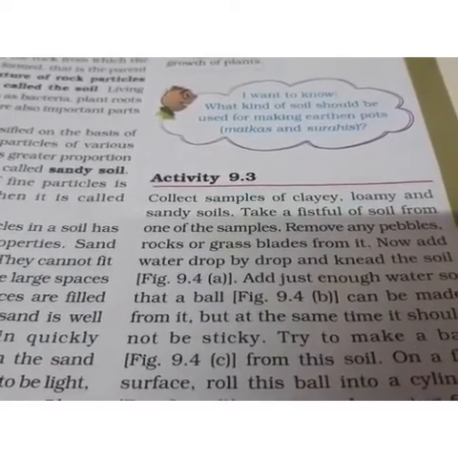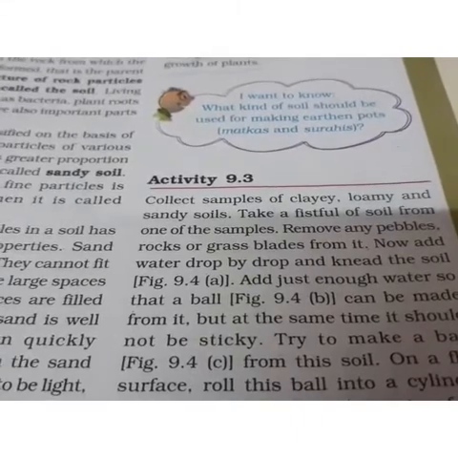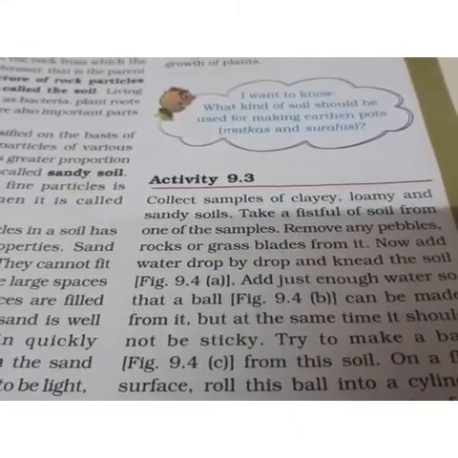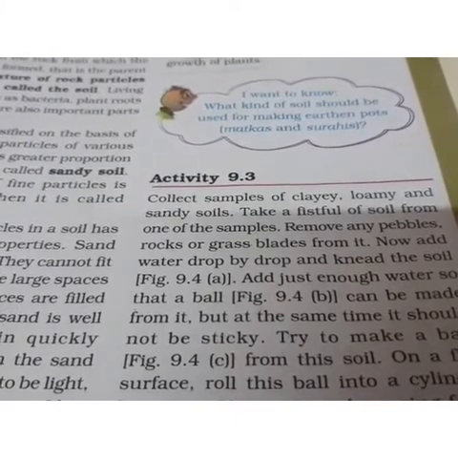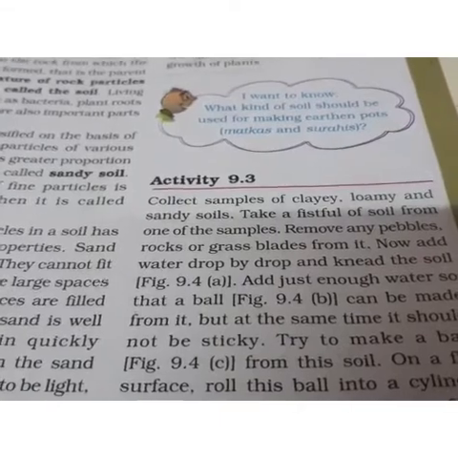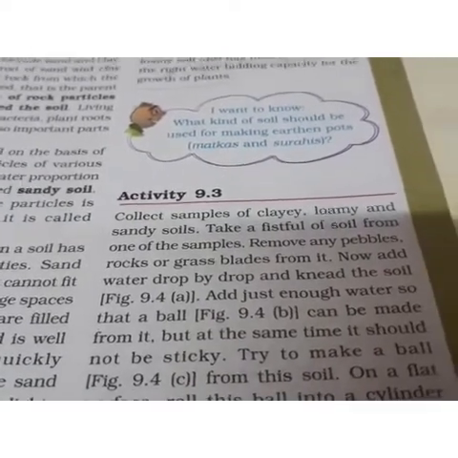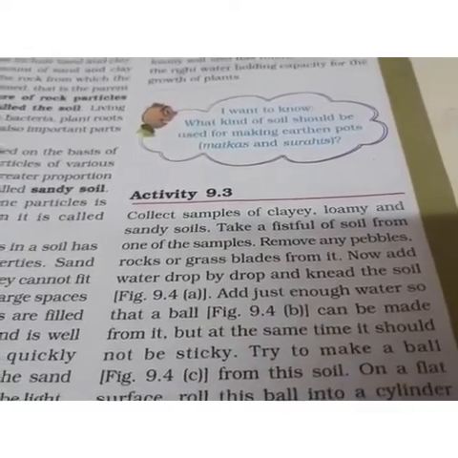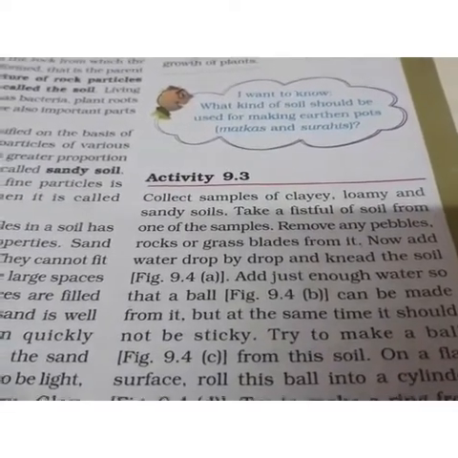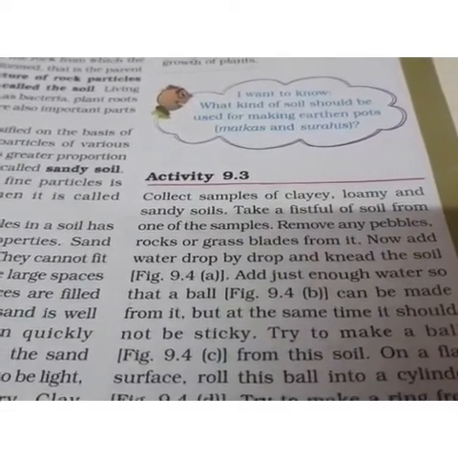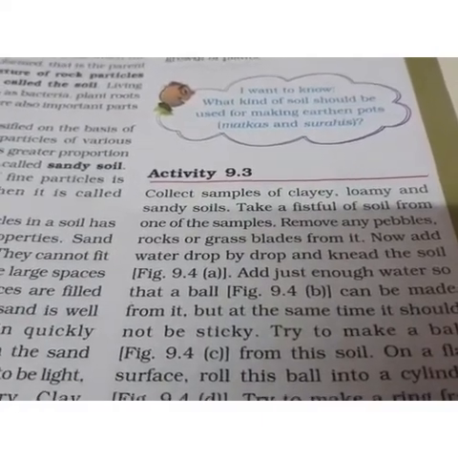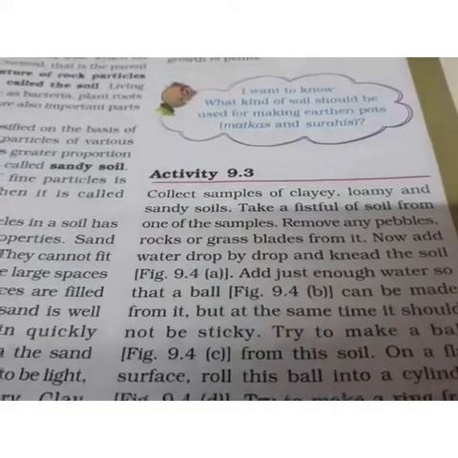A handful of soil you have to take, and then remove the things that are present, like rocks, grass blades, मतलब छोटे छोटे घास के टुकड़े हैं या छोटे छोटे पत्थर हैं, इन सबको हमको रिमूव करना है. Now add water drop by drop and knead the soil. Now you have to knead the soil, मतलब थोड़ा थोड़ा पानी ऐड करके जैसे हम आटा गूंथते हैं वैसे ही मिट्टी को भी अच्छे से गूंथ लेना है, so that it can become a dough.